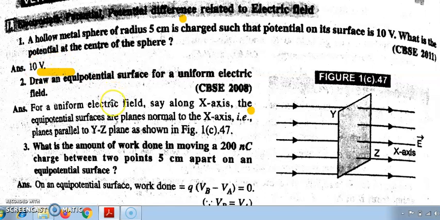Now in the second question, draw an equipotential surface for a uniform electric field. So equipotential surface means the potential is the same at every point.